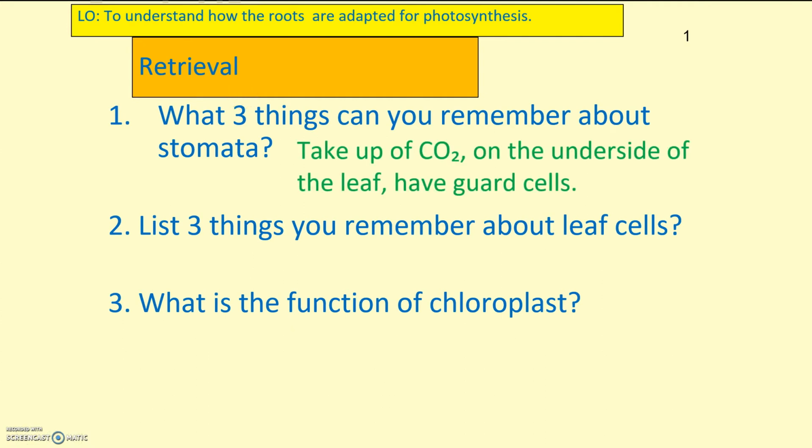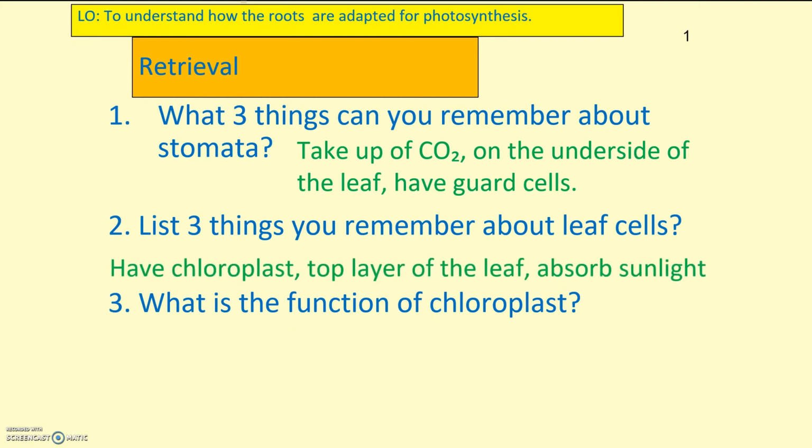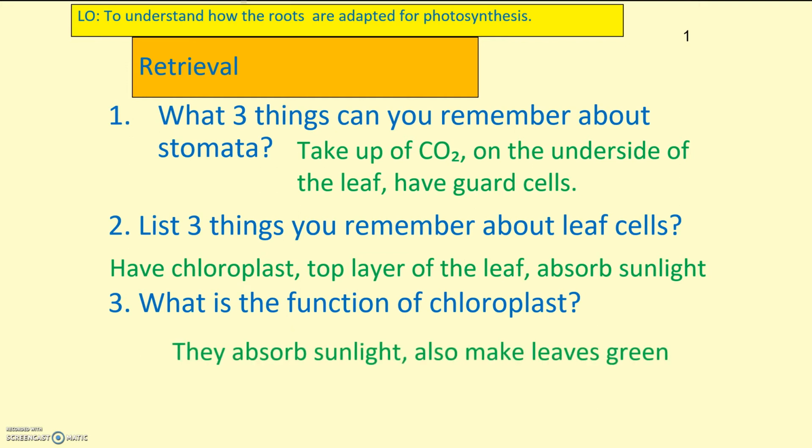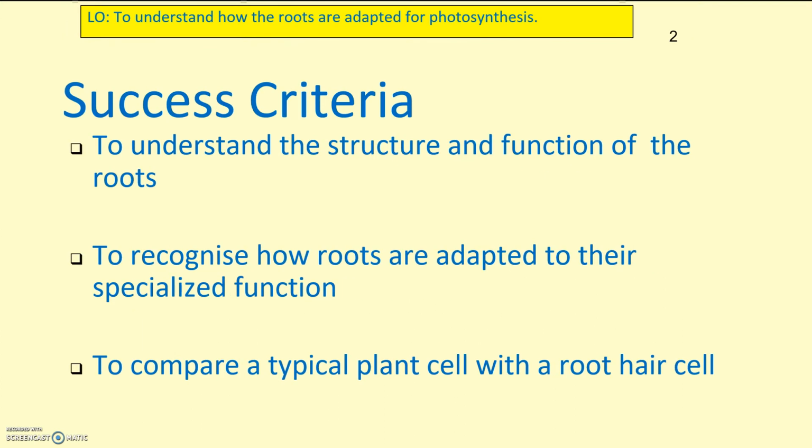You may have written that through stomata, the plant takes up CO2, that they are found on the underside of the leaf, and that they have guard cells. I hope that you have remembered that leaf cells have chloroplasts. They are found in the top layer of the leaf and they absorb sunlight. Finally, chloroplasts absorb sunlight and also make leaves green.